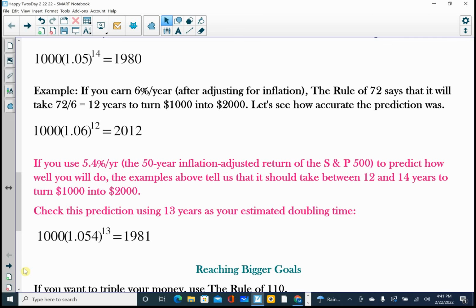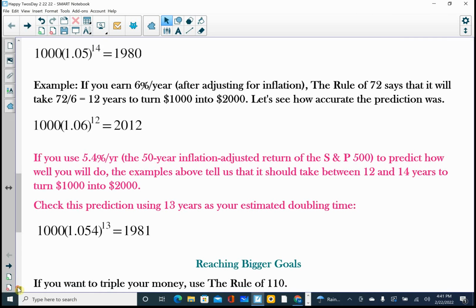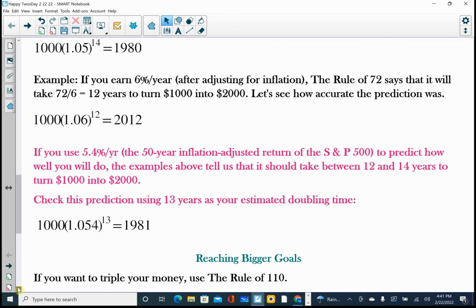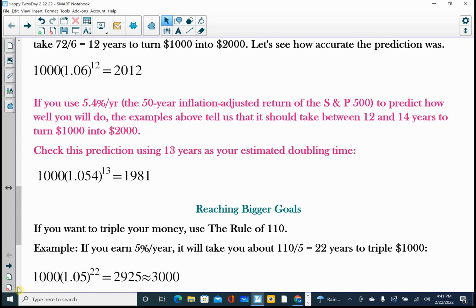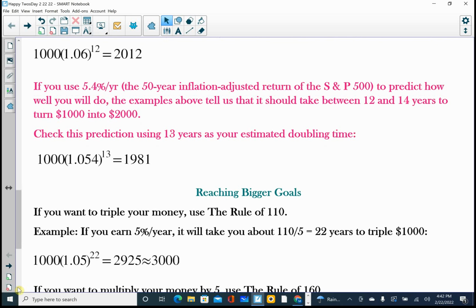Now, let's say you have bigger investment goals. You want to do more than double your money. Let's say you want to triple your money. There's a rule for that. Try the rule of 110. For example, if you make 5% a year, it'll take you about 22 years. Those of you who have seen our mental math strategy videos before know that to divide by 5, you can just double your number and divide by 10. So 110 divided by 5 is the same as 220 divided by 10, 22 years. You don't need a calculator there. You can do a quick check as we did above. Your growth factor of 1.05 to the 22nd is going to be just a hair under $3,000. So we're off by just a tiny amount there.